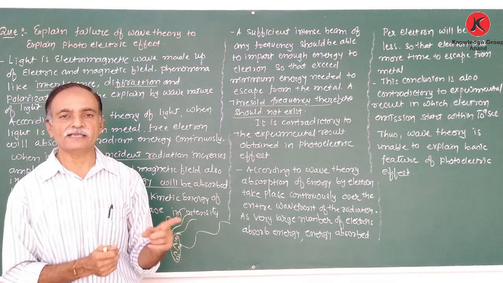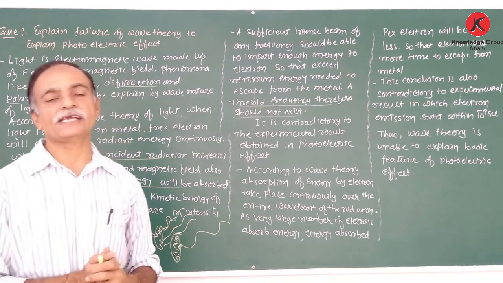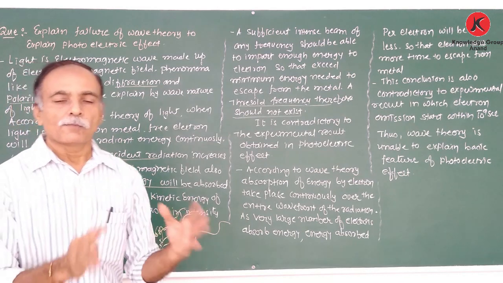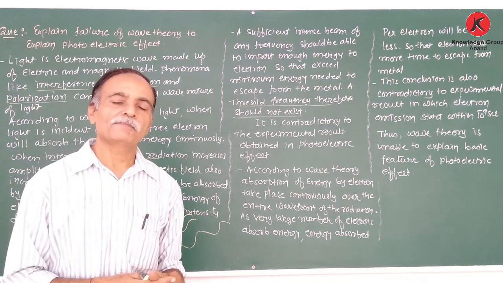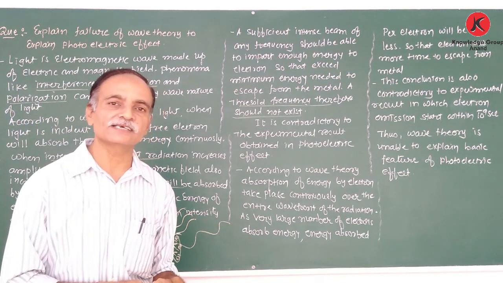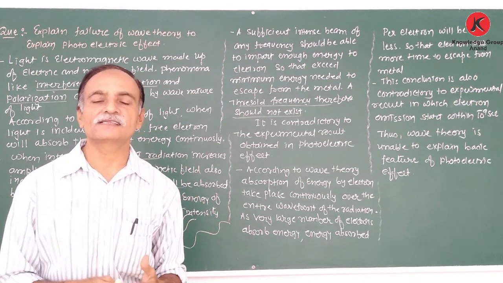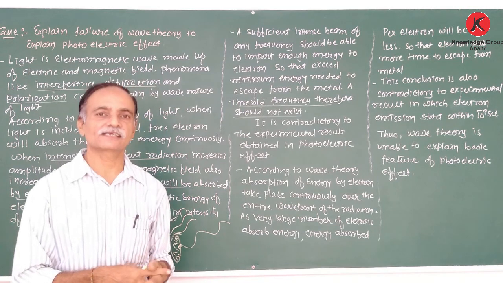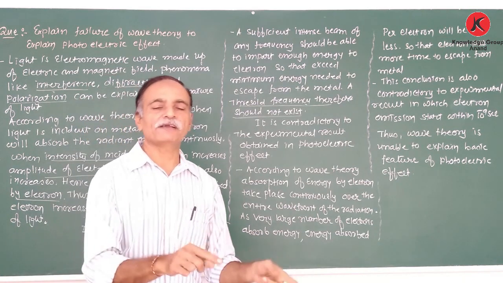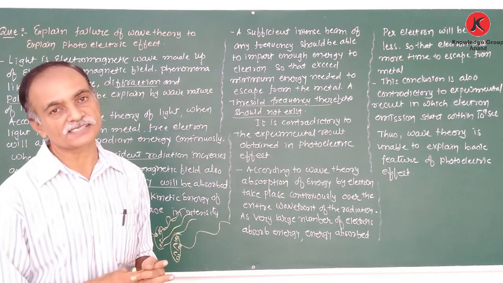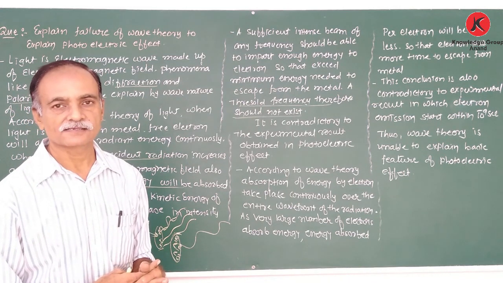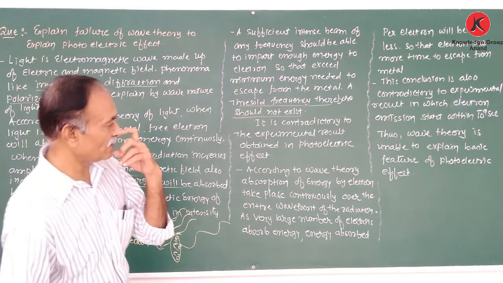But the experimental result of photoelectric emission suggests that for photoelectric emission, the frequency of incident radiation must be greater than the threshold frequency. Any intense light having a frequency less than the threshold frequency can't produce photoelectric emission. So there is the first failure of wave theory.